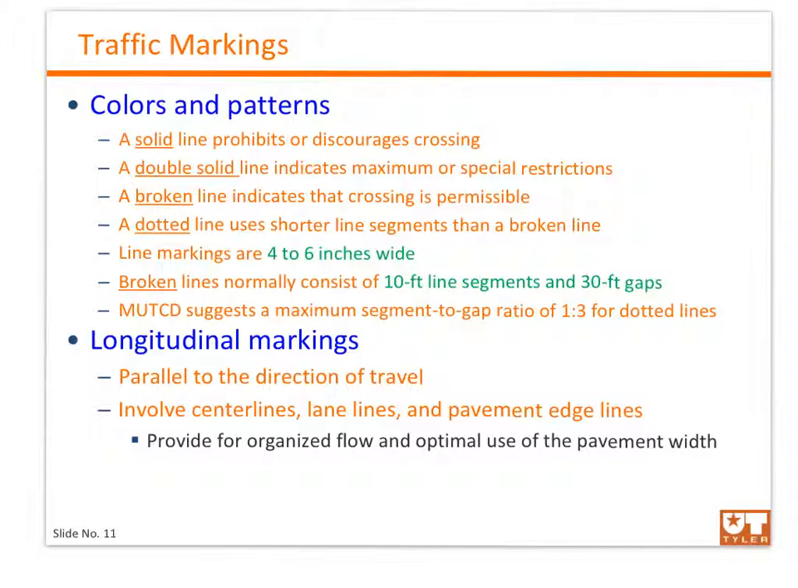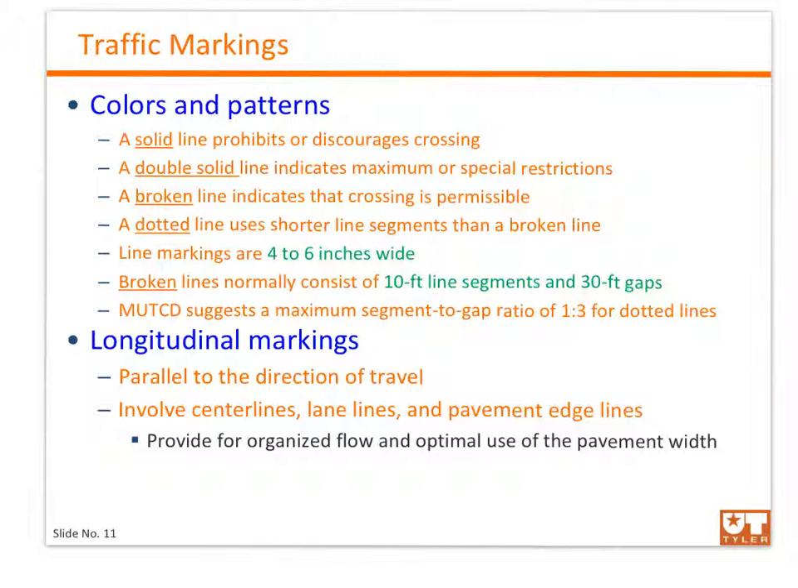So this is here the standard. For broken lines, normally they consist of a 10 feet line segment and then 30 feet gaps. The MUTCD typically suggests a maximum segment to gap ratio of 1 to 3 for dotted lines. So for the dotted line, again, we use that ratio of 1 to 3 as a segment to gap ratio.